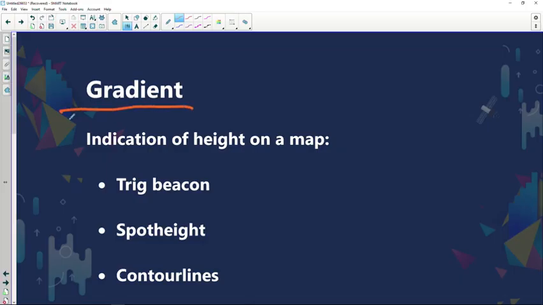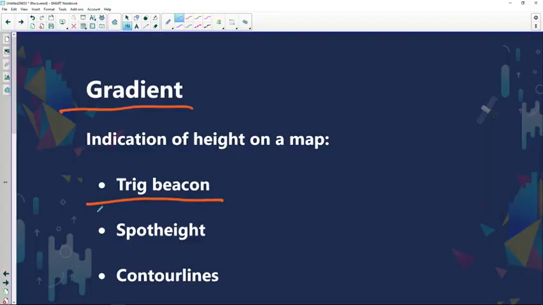Now, our next topic that I want to discuss with you is gradient. When you think about gradient, we think about the steepness of a slope. We want to see how steep a slope is. Is it a gentle gradient, that's a flat area, or is it a steep gradient, where there's a huge inclination? Very importantly, when we look at a map, it's a flat surface. We can't determine the height on the map because it's a flat surface. So what do we use to show us height on the map?